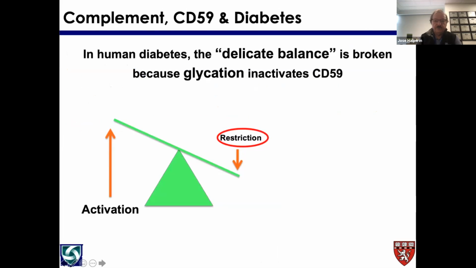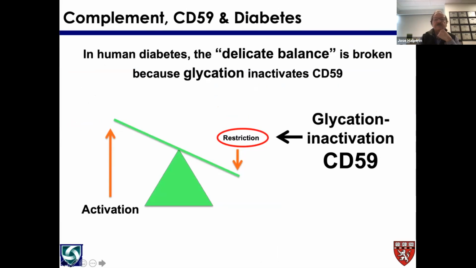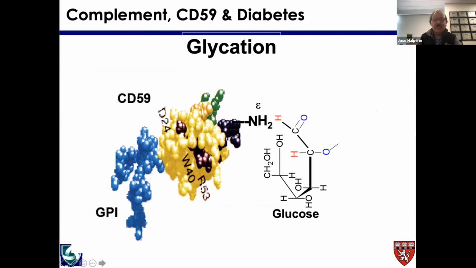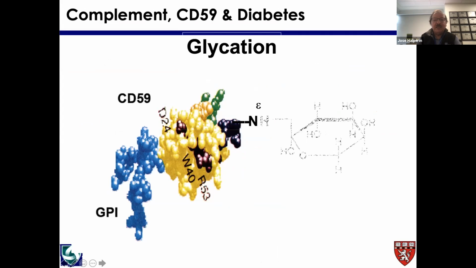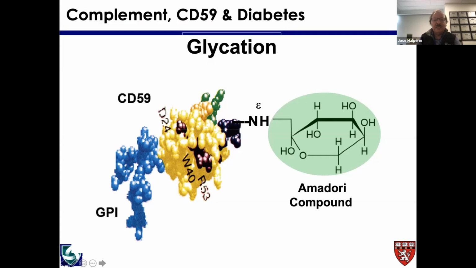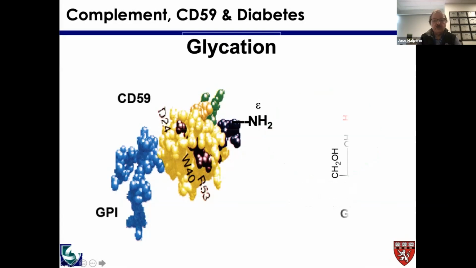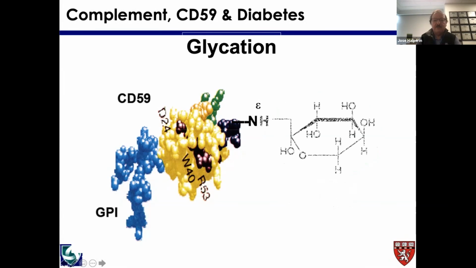We have shown that in human diabetes, human CD59 is inactivated by glycation. And glycation is the non-enzymatic attachment of glucose to epsilon or alpha amino groups in proteins. In the case of CD59, an epsilon amino group. The glucose attaches, as shown here, and then rearranges to form this stable fructosamine called Amadori compound.